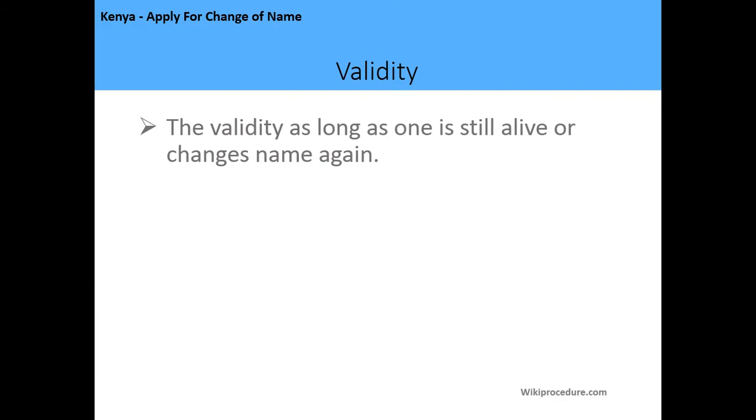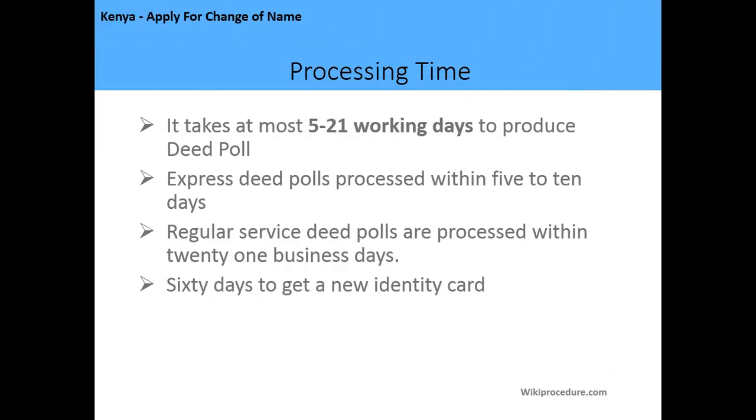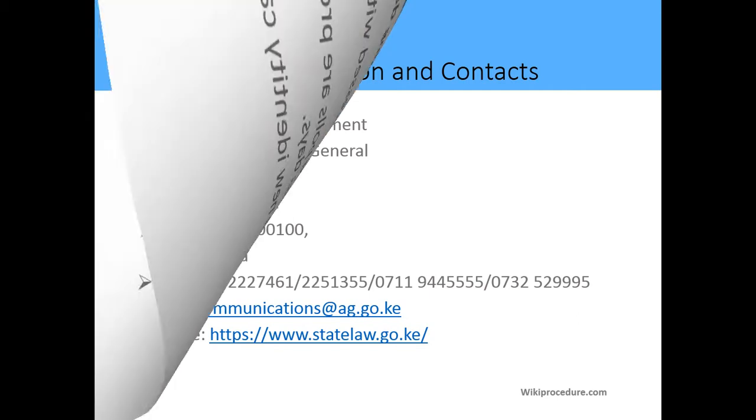The validity period is that the names are valid as long as one is alive or changes the name again. The processing time takes at most 5 to 21 working days to produce the deed poll, and this varies because the express deed polls are processed within 5 to 10 working days, and regular service deed polls are processed within 21 business days. The new identity card, however, you have to wait 60 days to get.